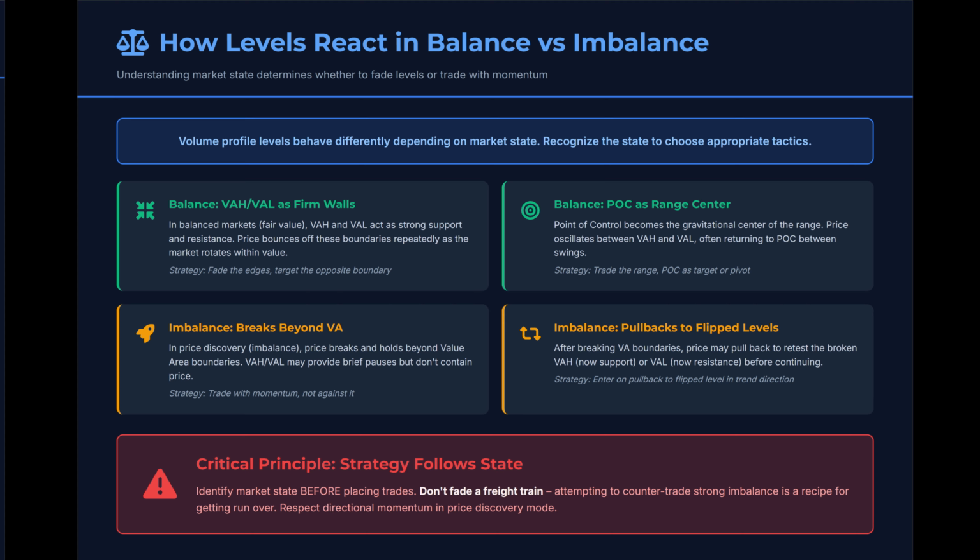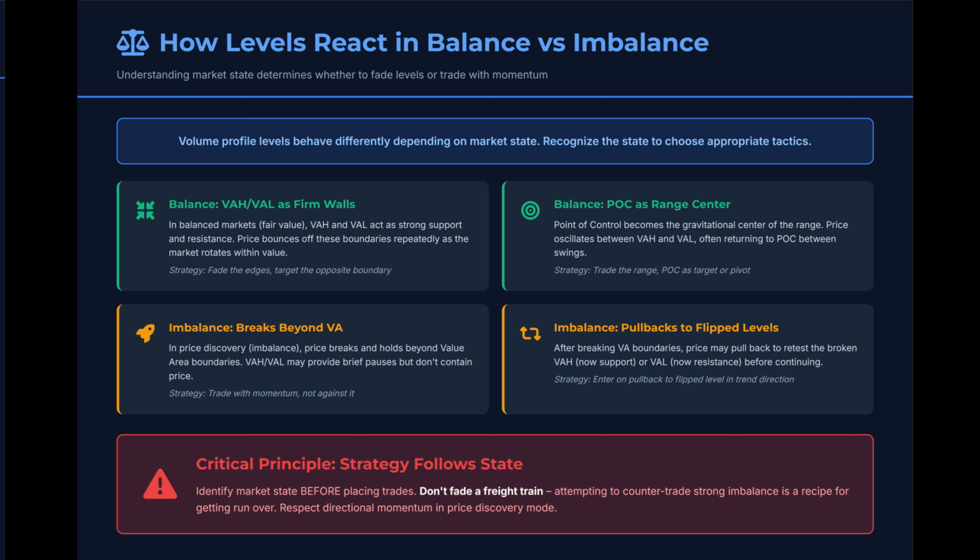How do you develop this skill? Through screen time and deliberate practice. Go back through your charts and label sessions clearly. This was balance. Note how the VAH held repeatedly. This was imbalance. Note how the VAH broke and became support on the pullback. Build a mental library of examples.